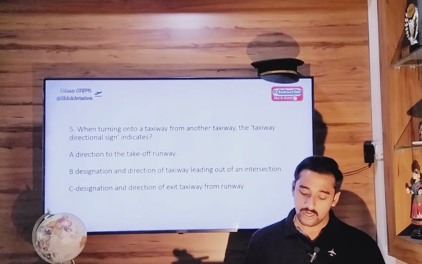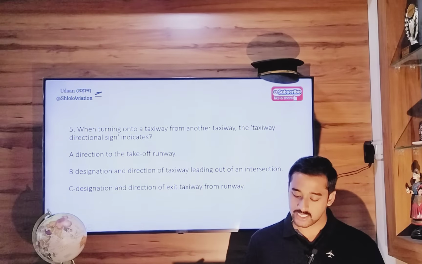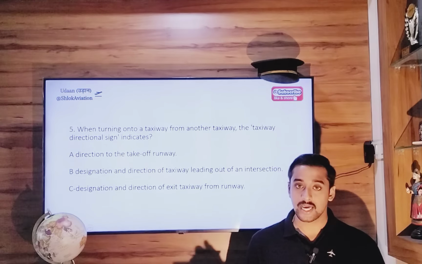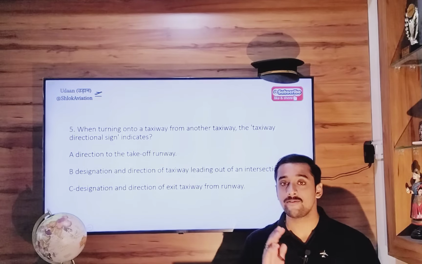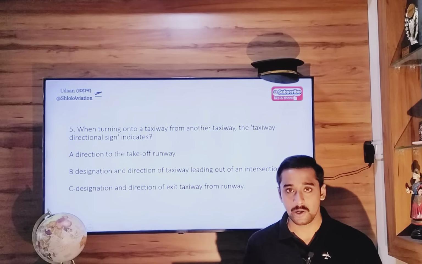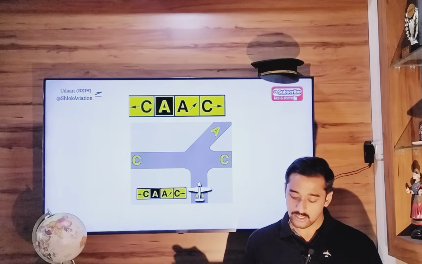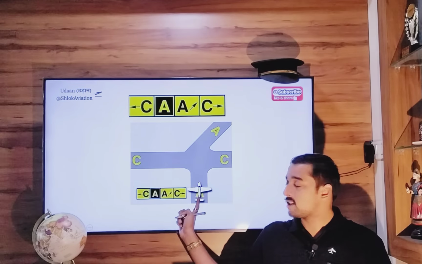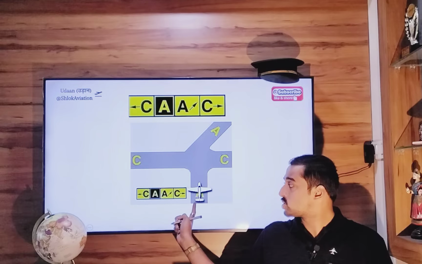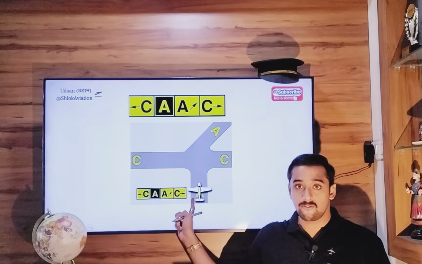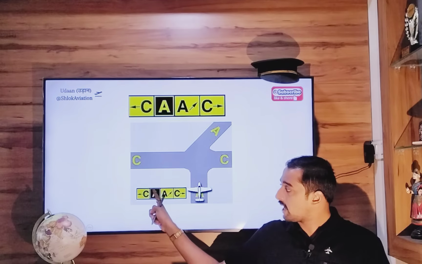Next. When turning onto a taxiway from another taxiway, the taxiway directional sign indicates what? If you have already flown or you are a student pilot right now, you will know the answer to this question. If you haven't flown, no worries. You are taxiing on taxiway Alpha. Currently, this aircraft is situated on taxiway A, Alpha, and you can see this A written here.